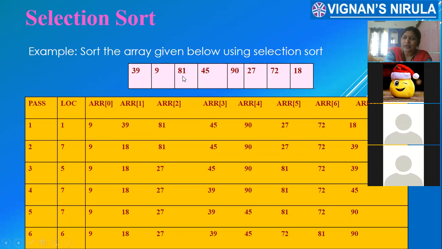9 has to be compared with the next. What is next? 81. Is it smaller? No, ma'am. Is 45 smaller than 9? No, ma'am. Is 90 smaller than 9? No, ma'am. 27, 72, 18, no, ma'am. Initially the smallest is 39.